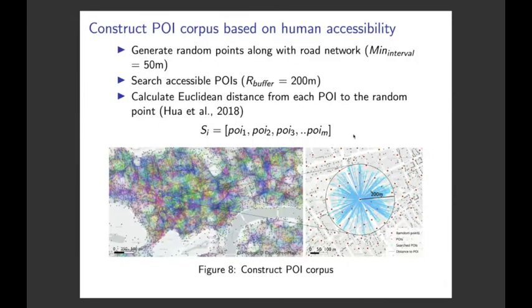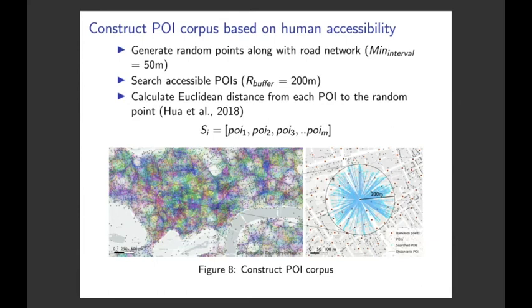Firstly, we generated random points along the road network. The reason why we do this is because if we generate random points evenly in London, it will be problematic because the density of POIs in inner London is quite different from outer London. With the road network, the density of the road network is quite similar to the density of POIs in the city. So we generated random points.